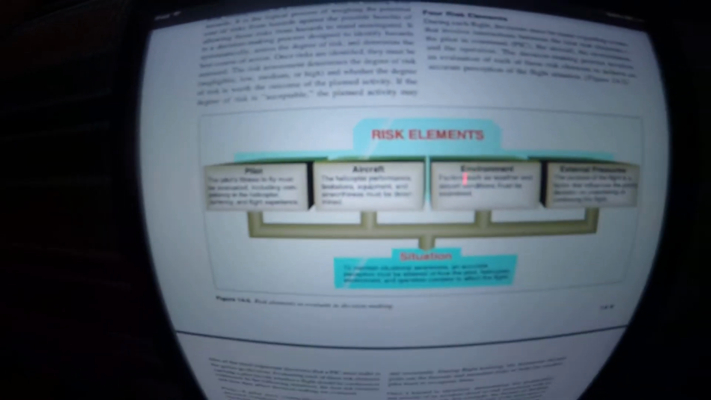The pilot. The pilot's fitness to fly must be evaluated, including competency in the helicopter, currency, and flight experience. Aircraft. Helicopter performance, limitations, equipment, and airworthiness must be determined. The environment. Factors such as weather and airport conditions must be examined. External pressures. The purpose of the flight is a factor that influences the pilot's decision in undertaking or continuing the flight. The situation. To maintain situational awareness, an accurate perception must be attained of how the pilot, helicopter, environment, and operation combine to affect the flight. So these are the risk elements to evaluate in decision making.